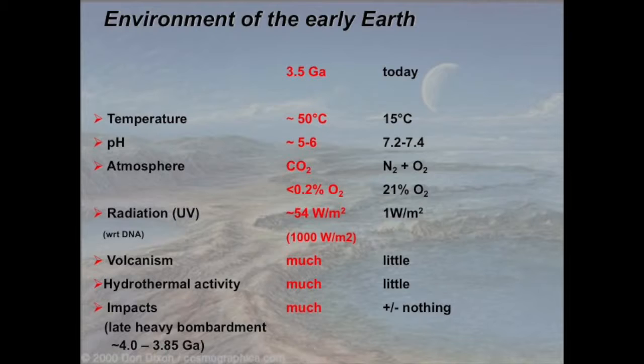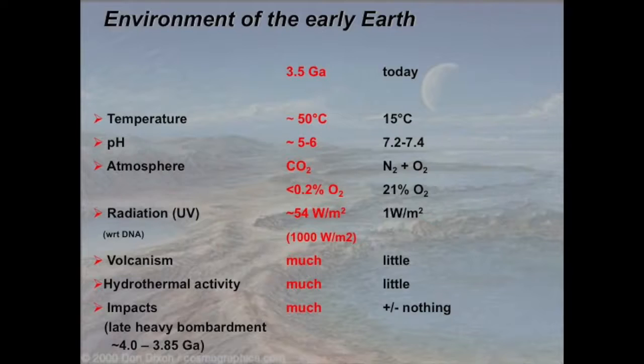The pH of the water was slightly more acidic than today. The reason being that the major component of the atmosphere was carbon dioxide. Carbon dioxide dissolved in water makes a weak acid, so we have slightly acidic ocean waters, compared to the neutral waters of today.